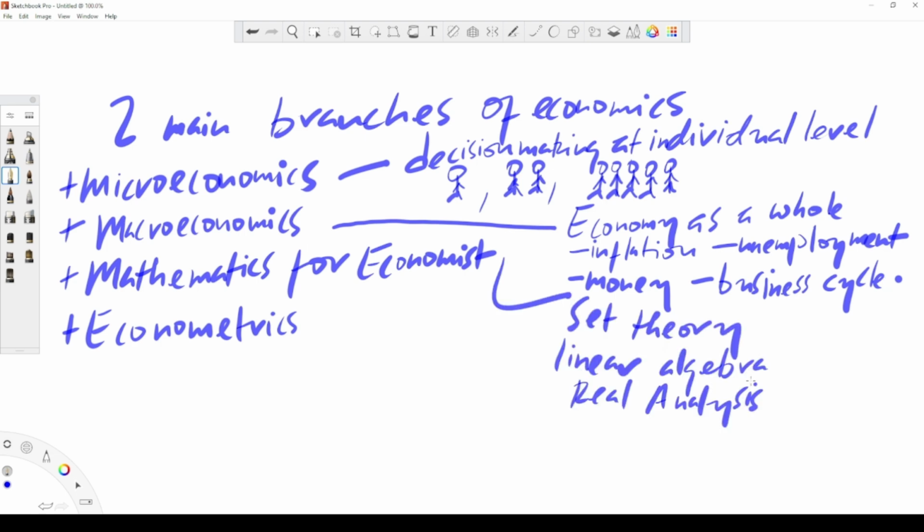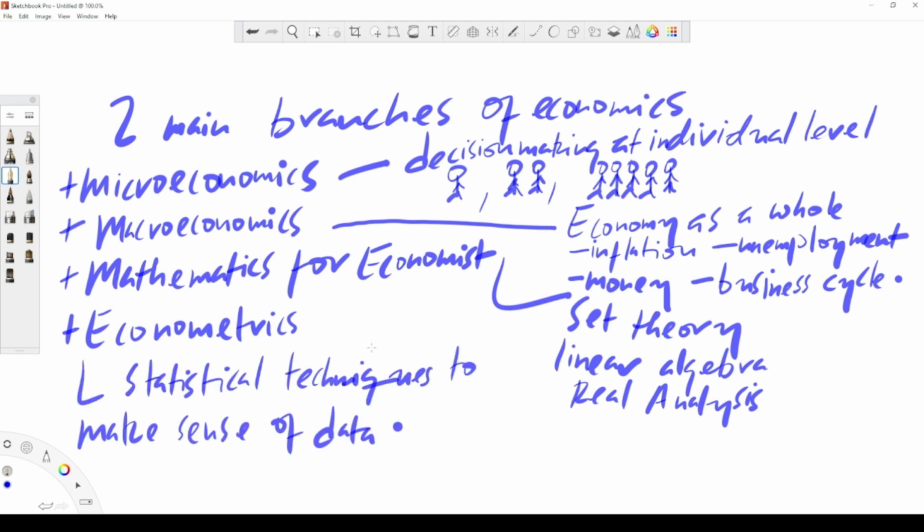Okay, and econometrics. So econometrics simply refers to the study of statistical techniques used to make sense of data. Okay, so it's used to make sense of economic phenomena.